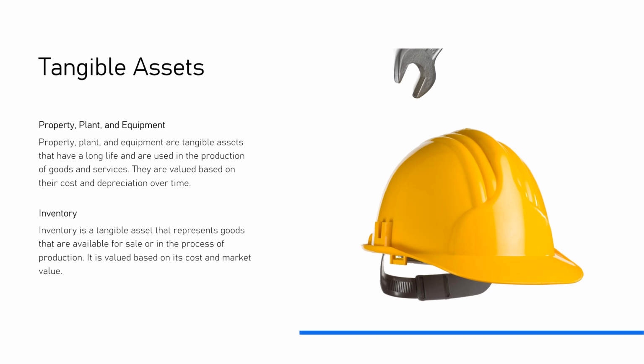Inventory. Inventory is a tangible asset that represents goods that are available for sale or in the process of production. It is valued based on its cost and market value.